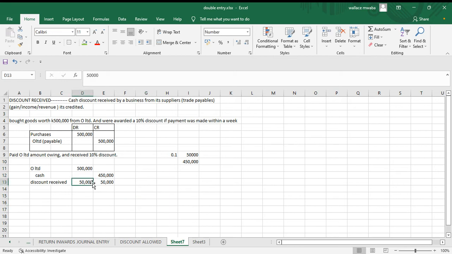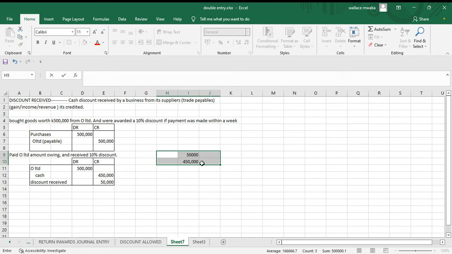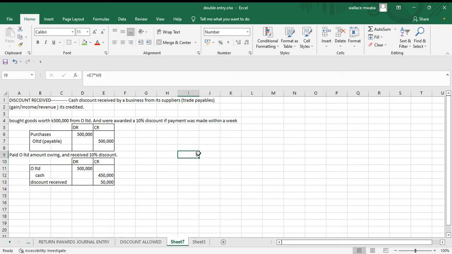So now we're going to do our double entries. This is a compound journal entry because three accounts have been involved. Now let's go and look at the double entry. So here debit, debit, credit here. Make small T accounts here.